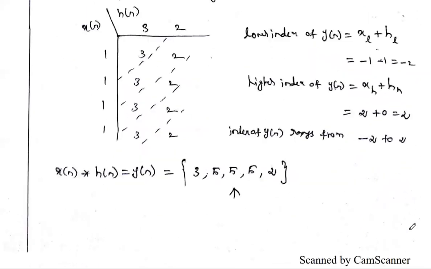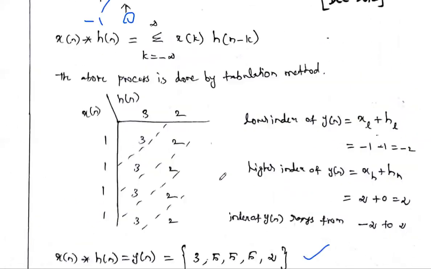So that's why in the output, the first value is at minus 2. So this is minus 2, then this is minus 1, this is 0, 1, 2. Under this n equal to 0 value, we have to put the arrow. So this is our output sequence. This is the convolution sum problem using the tabulation method.